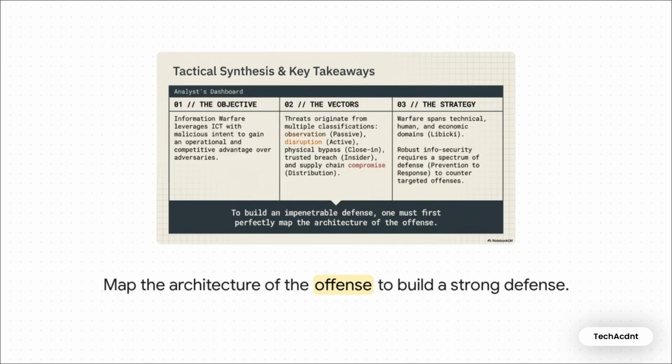To pull this all together for you, the adversary's objective is always a strategic advantage. Their vectors range everywhere from silent observation to loud disruption, physical break-ins, insider betrayal, and even supply chain hijacking. And they operate across all of Libicki's technical, human, and economic domains. Remember our core philosophy here on The Explainer? If you want to build an impenetrable defense, you first have to perfectly map the architecture of the offense.